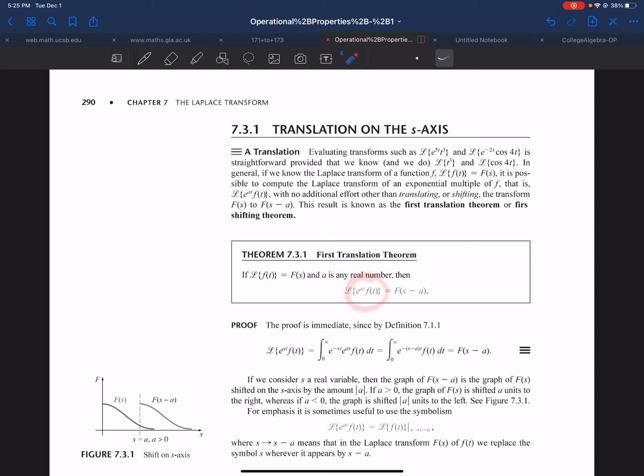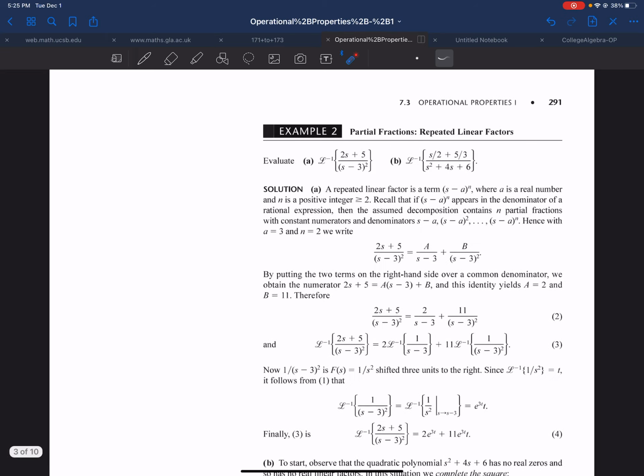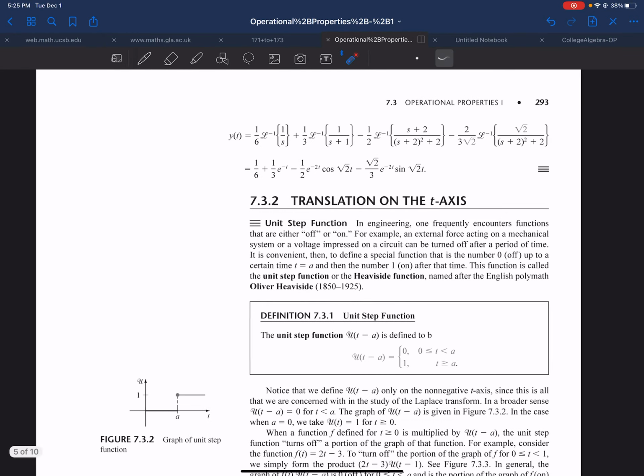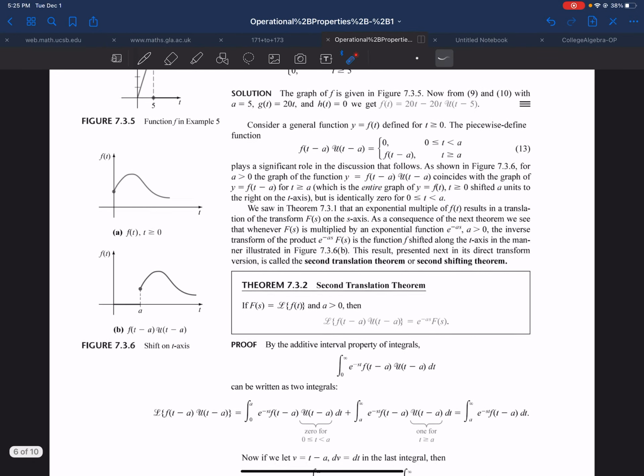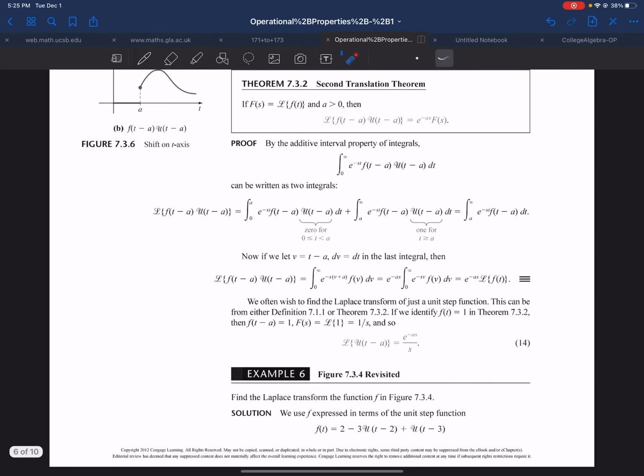In the t side, and when we Laplace transform that, that shifts it on the s side. So that's why it's a translation on the s-axis, but the stuff happens in the t domain. So that's why they're called two different things. They're not really different. It's just the way that the math works out in there.